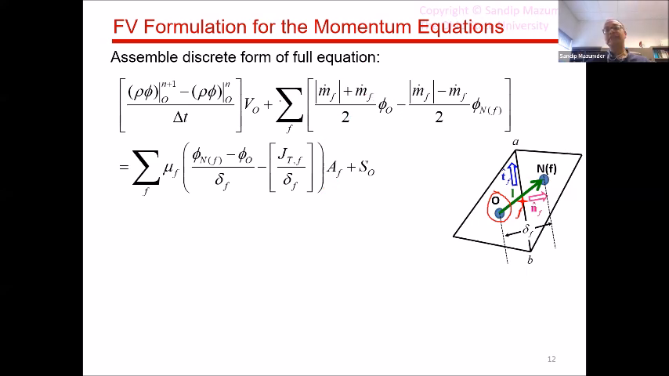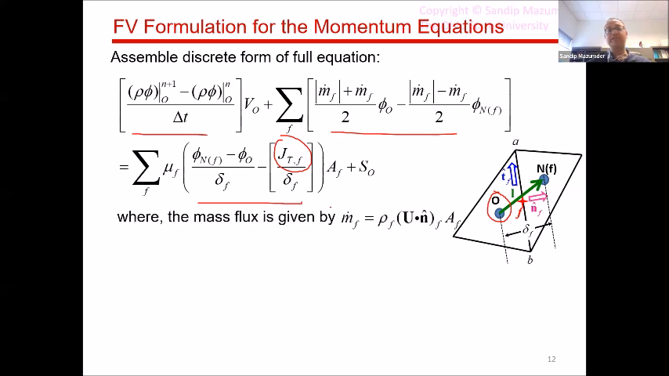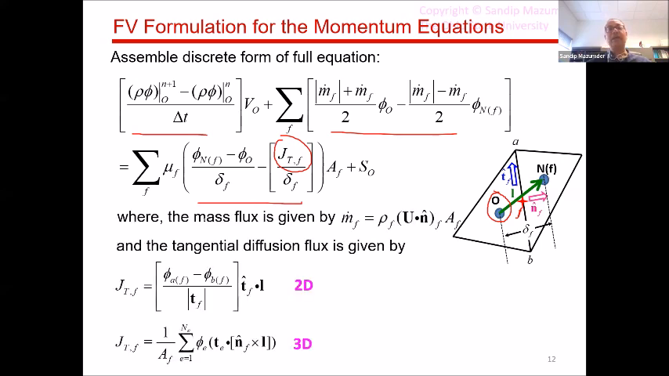So this is the time derivative term. This is the advective term that we just derived. And then this is the diffusion term. Notice that here I have this tangential flux. And again, I'm not going to discuss this here. As I said, the lectures on the unstructured mesh finite volume method already talk about how to derive that. I'm simply going to use the result. So the m dot f we discussed already. And then here are what the tangential fluxes look like, in 2D and 3D.